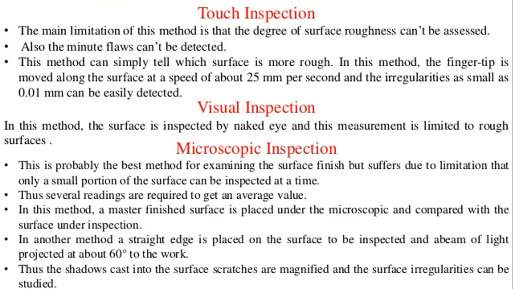And in this method, the fingertip is moved along the surface at a speed of about 25 mm per second, and irregularities as small as 0.01 mm can be easily detected. That is the size of the grain size. So we can easily detect such grain sizes, but anything smaller than that cannot be detected by the touch inspection.